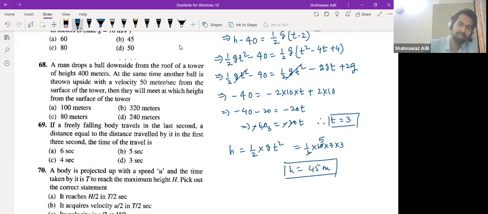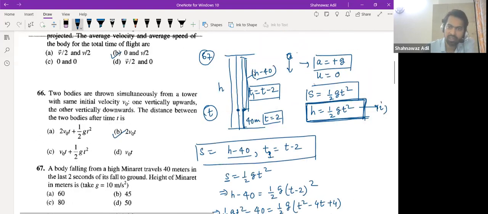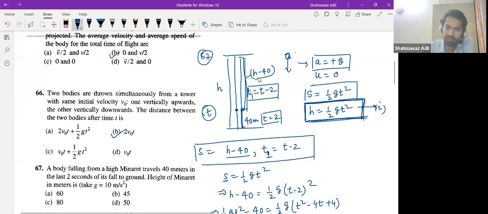So in 1 second, the object has traveled 5 meters, and then the rest, 40, it has traveled in 2 seconds. So any doubt in this question, Akhil? No, sir. Please note it down. Yes, sir.